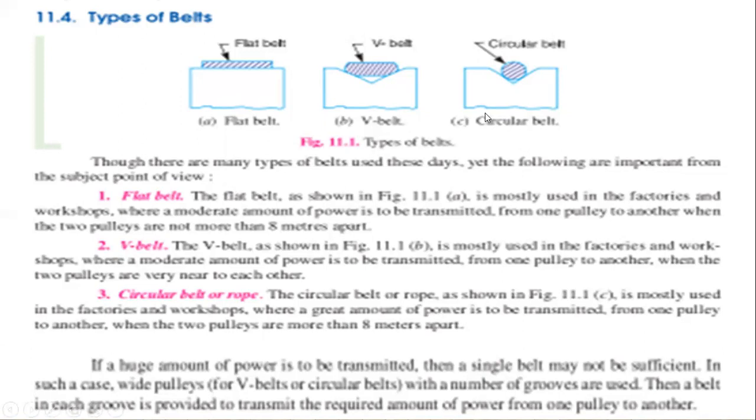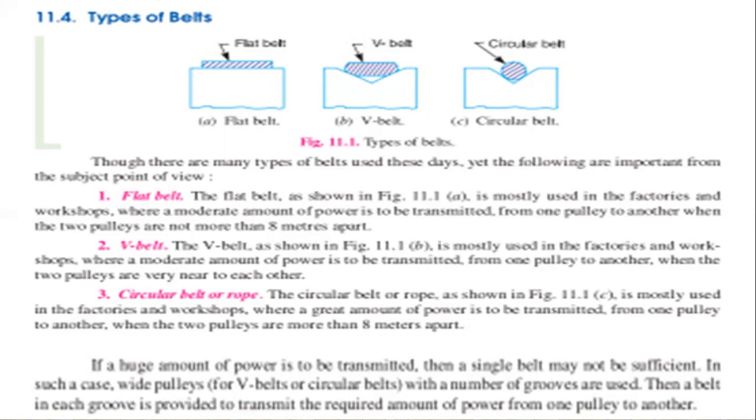So the flat belt drive is mostly used in factories and workshops where a moderate amount of power is to be transmitted. So from one pulley to the other pulley, you have to transmit a lesser amount of power. That is, the power transmission is less, or a moderate amount of power is transmitted.